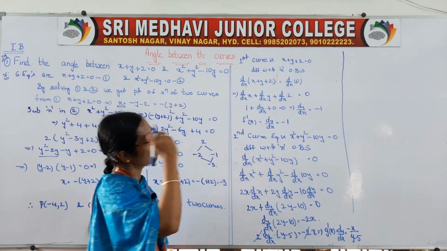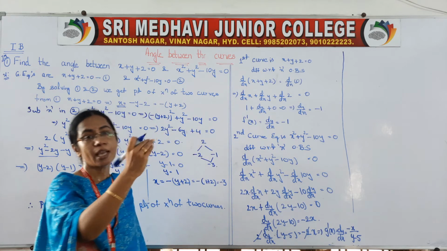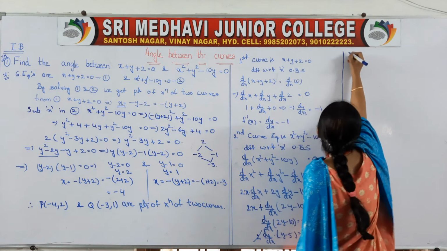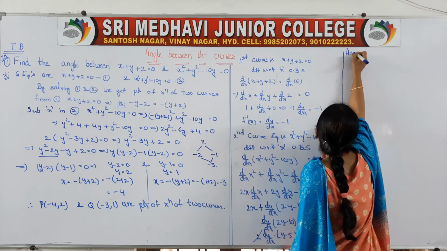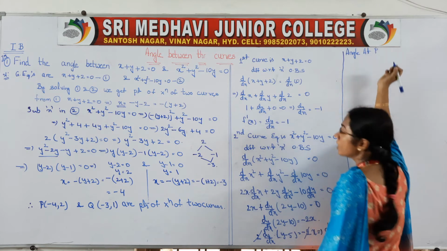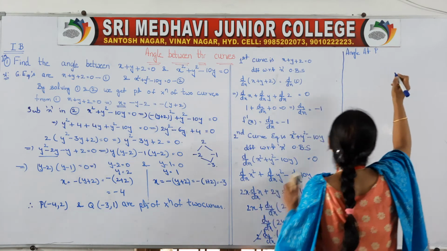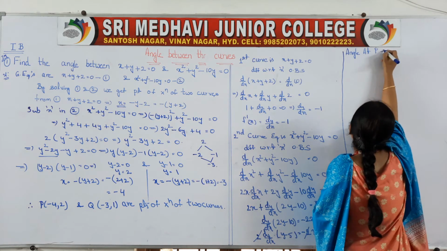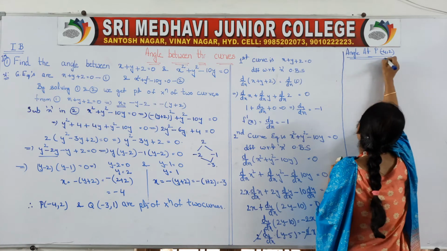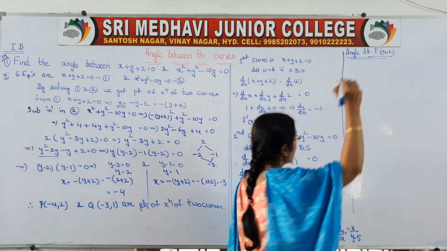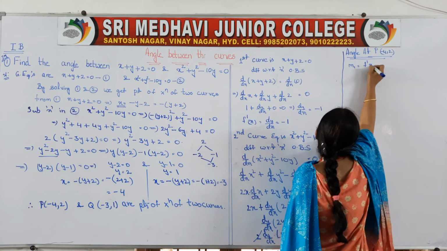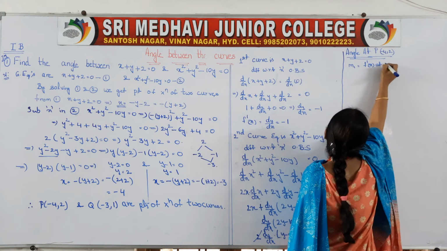Okay, now we have to find the angle at P and the angle at Q, right? So first you take the angle at point P. What is your P point? We got P as (-4, 2). We have to find the angle at P. So for that, what is m1? m1 is equal to f'(x) at P.